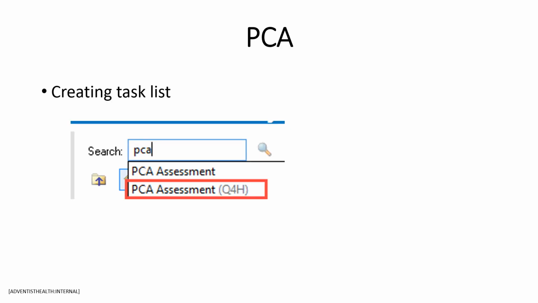For PCA documentation, if you would like a task for your PCA documentation, you can enter in the order called PCA Assessment Q4 Hours. This will create a task for you Q4 Hours that will take you directly to the PCA field in iView. This can be ordered as a scope of practice order.